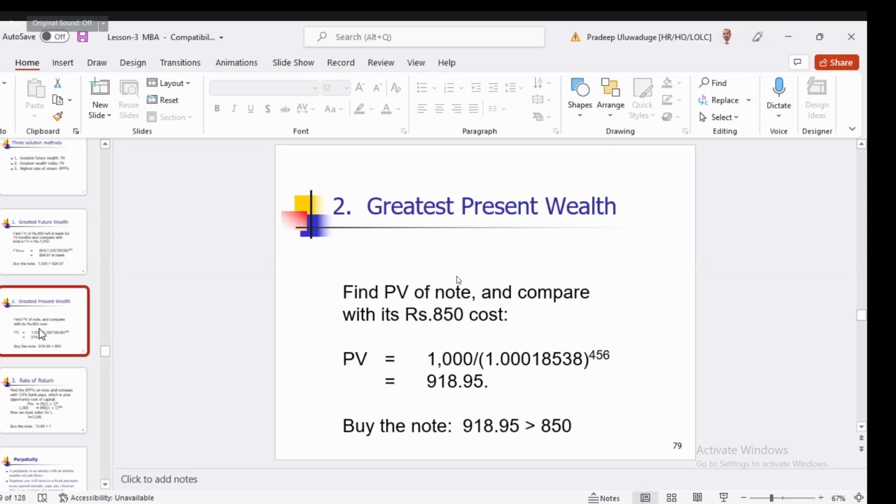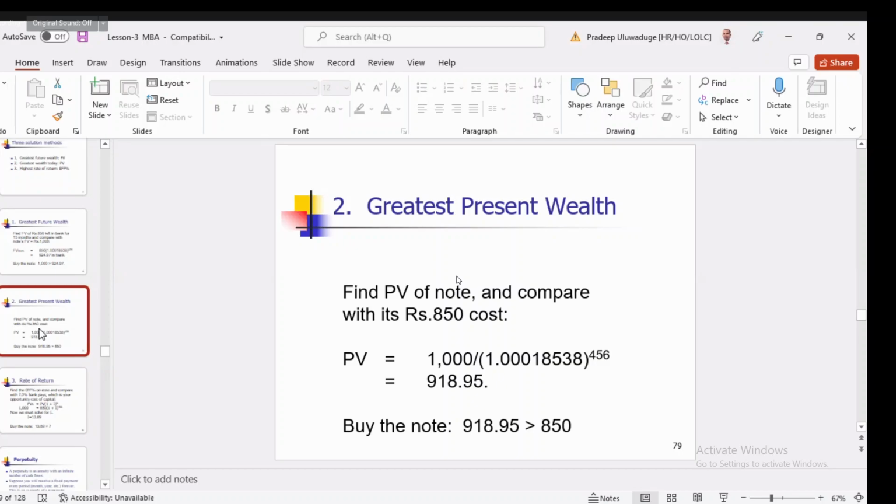So 1000 rupees divided by the interest rate to the power 456, we have 918.95. So the present value of the note, right? Present value of this 1000 rupees, which we would receive after 15 months if we invest today. You can convert it into today's value. You see that the value becomes 918.95.